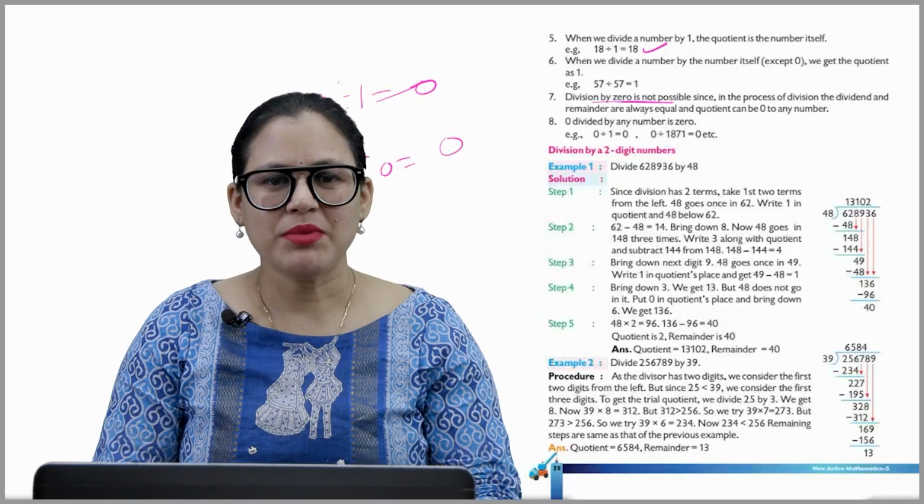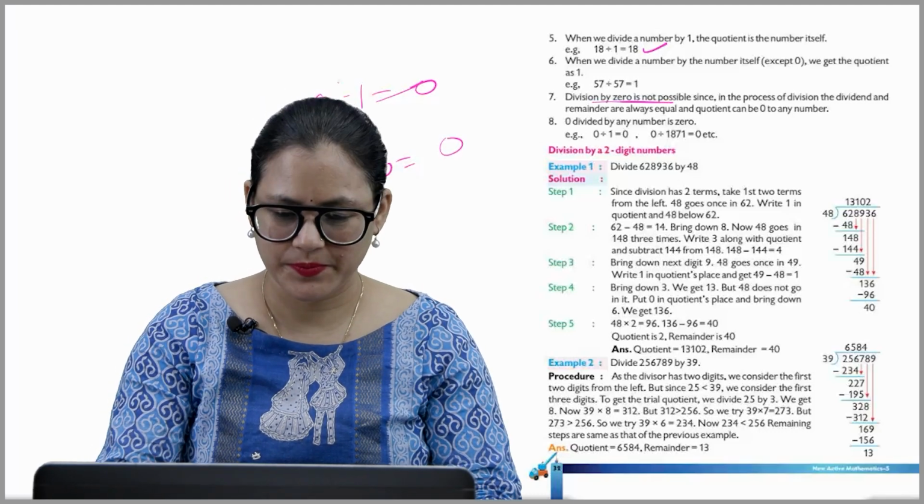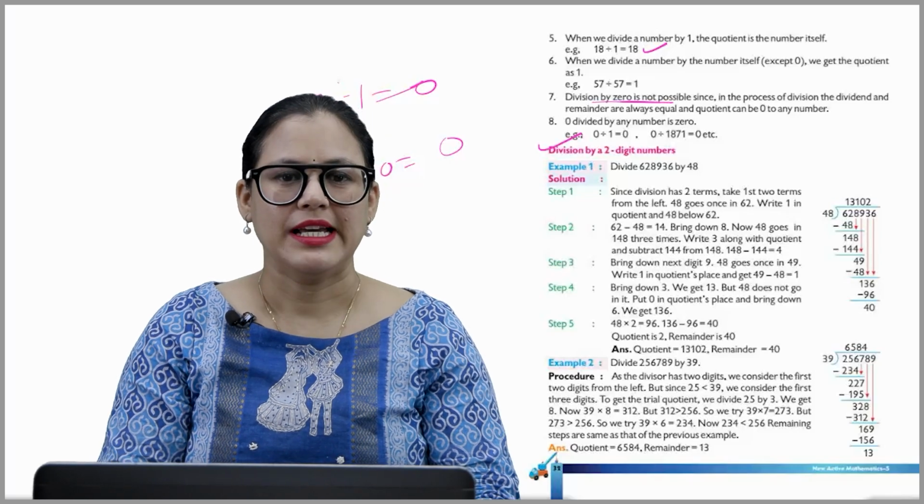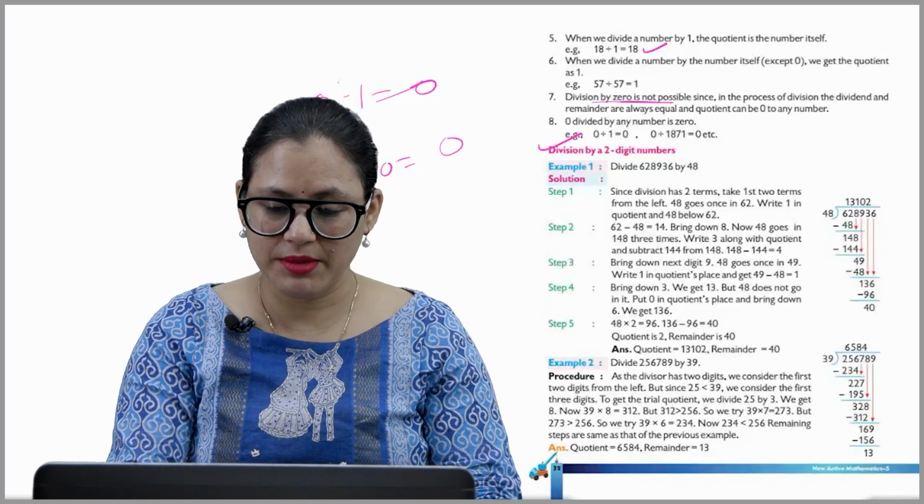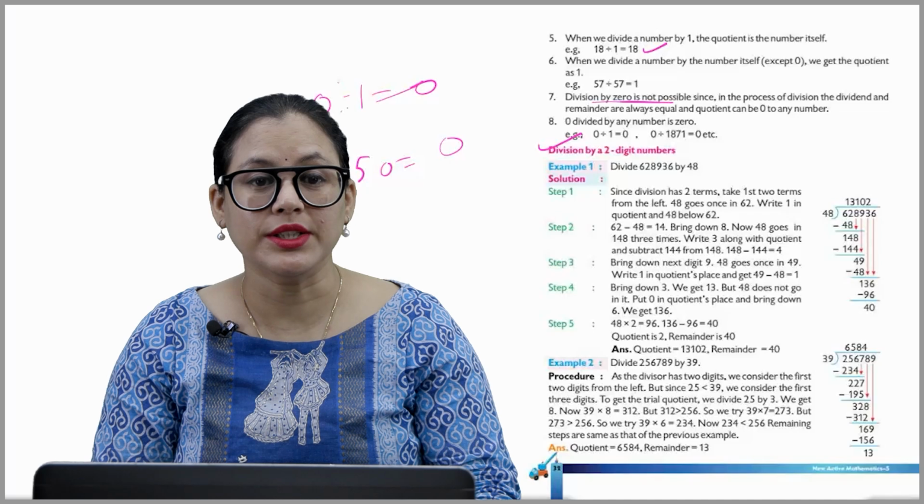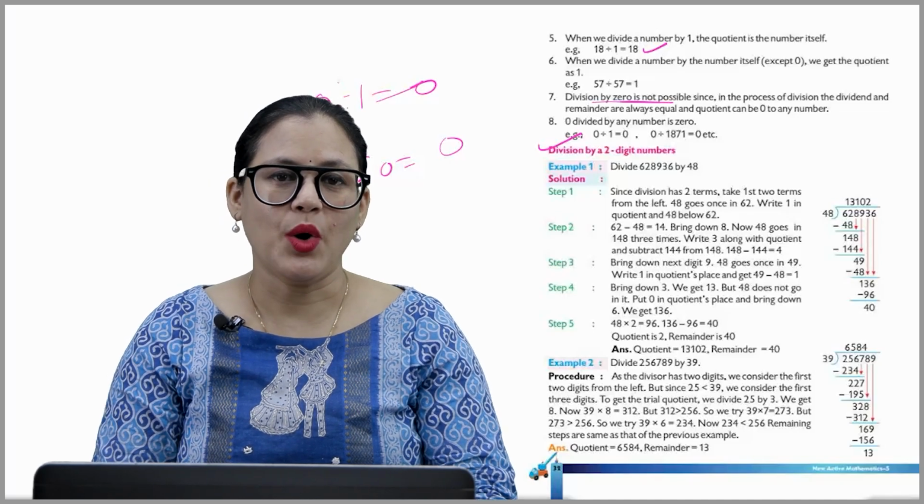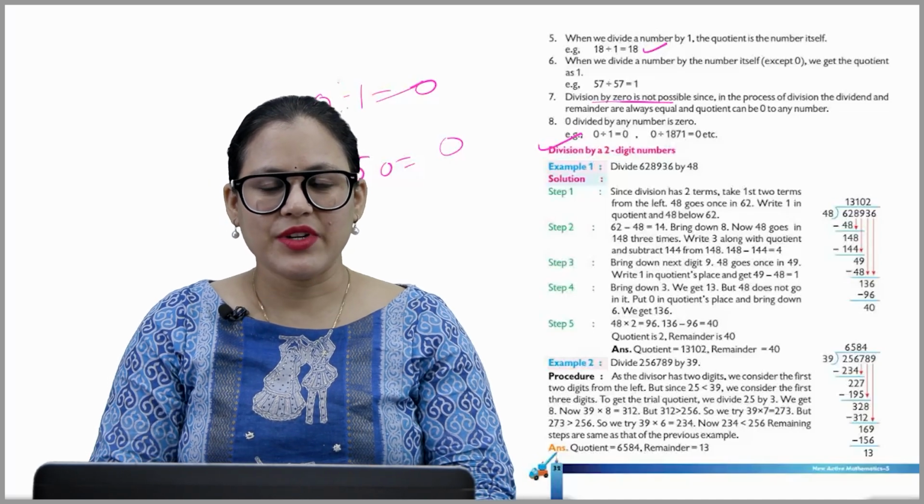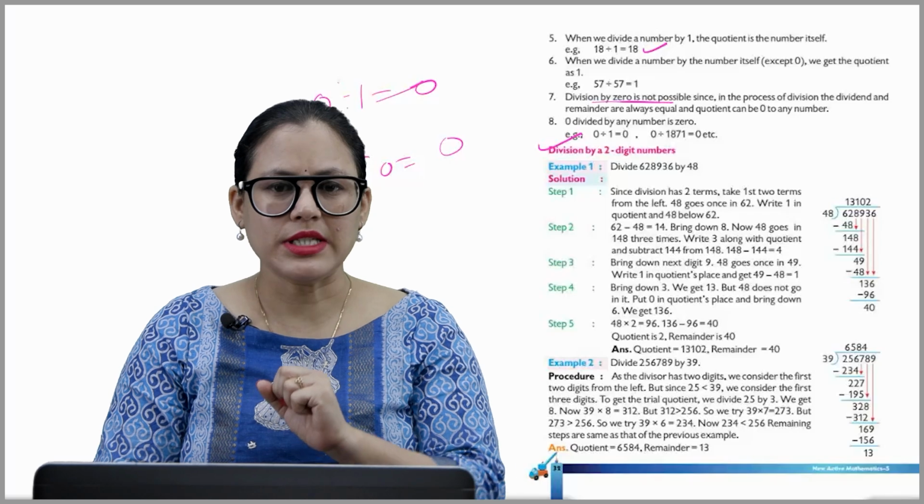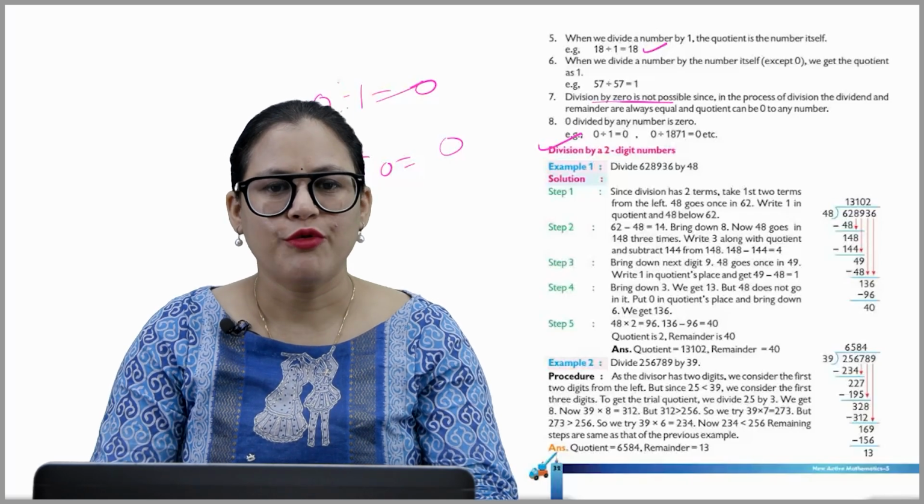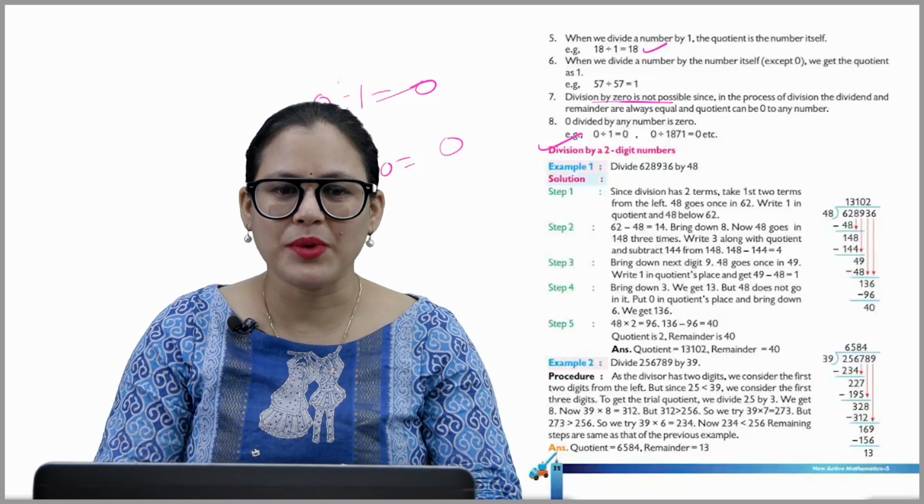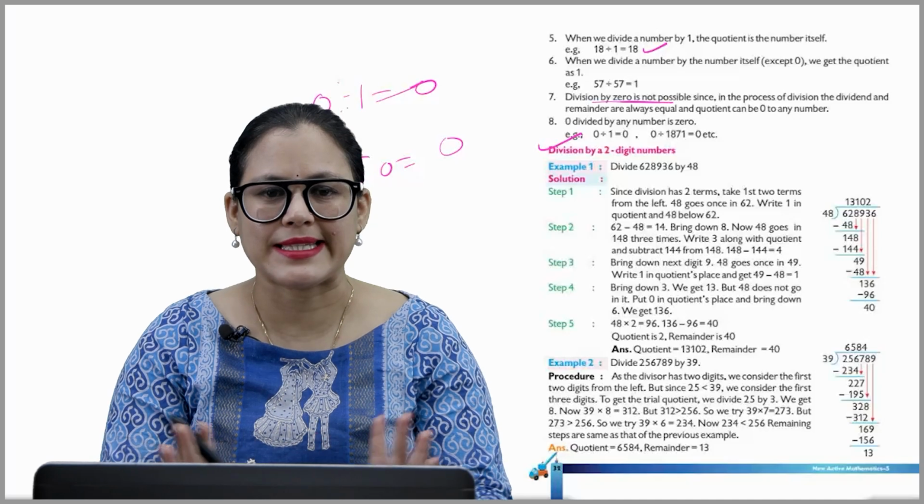Okay. Division by a 2-digit numbers. Example, so we have to divide this number by 48, and 48 is what? A 2-digit number. Okay. So how will we divide? Step 1. Since division has 2 terms, take first 2 terms from the left. 48 goes once in 62. Write 1 in quotient and 48 below 62.